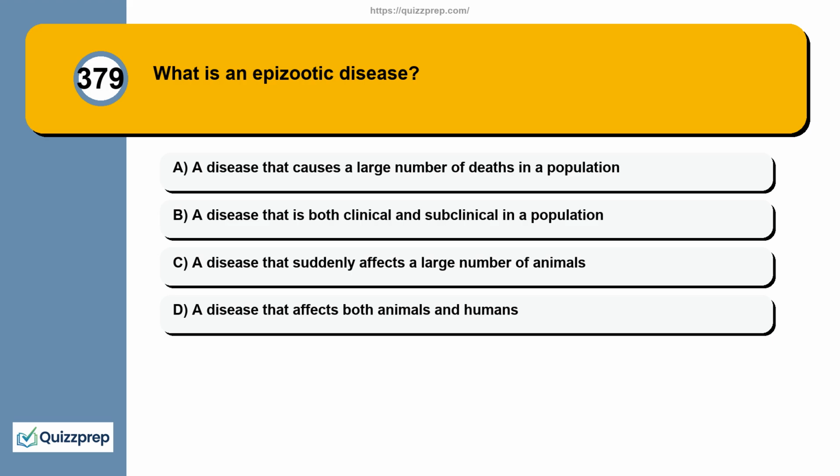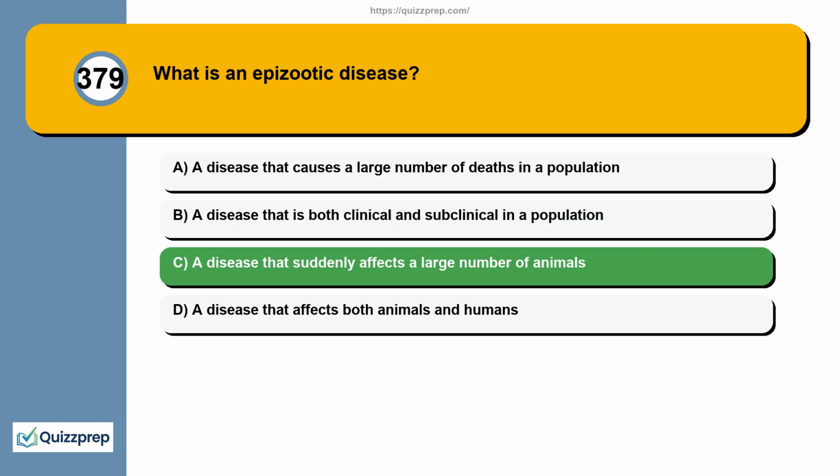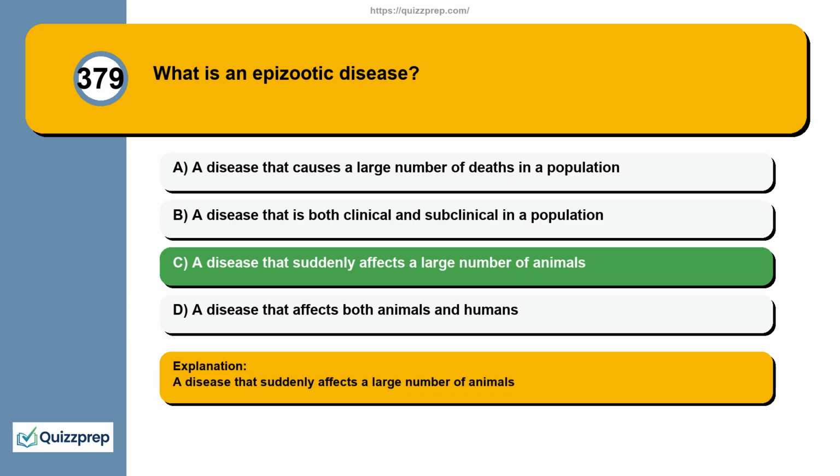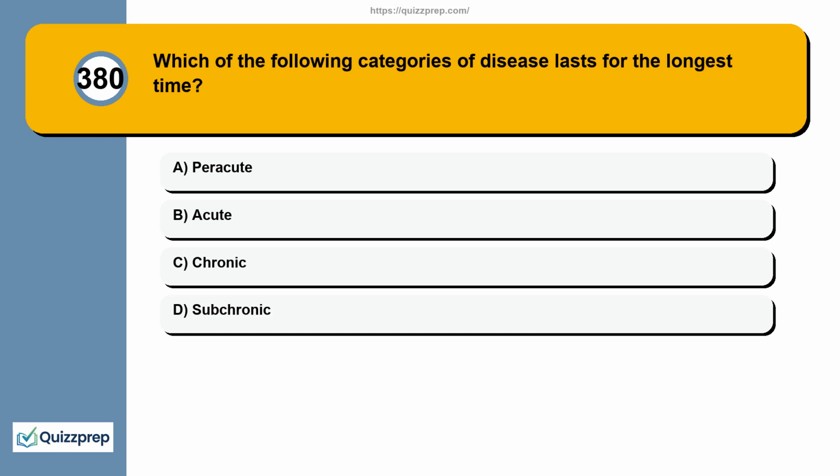Option C, a disease that suddenly affects a large number of animals. Option D, a disease that affects both animals and humans. The correct answer is option C, a disease that suddenly affects a large number of animals. Question 380. Which of the following categories of disease lasts for the longest time?